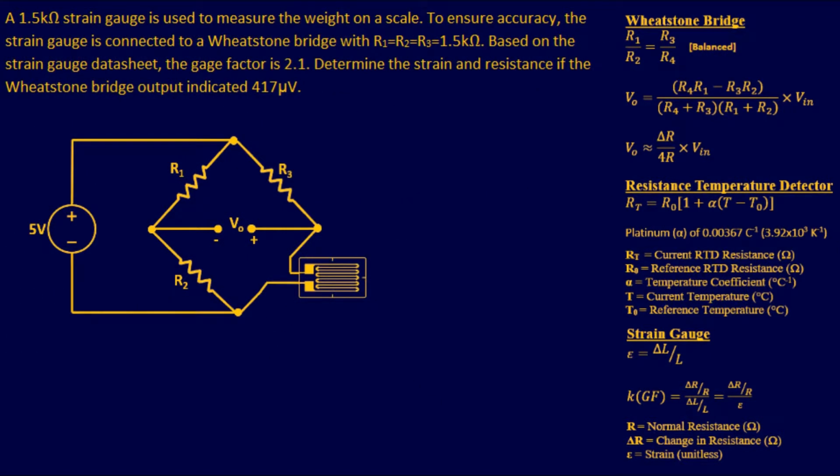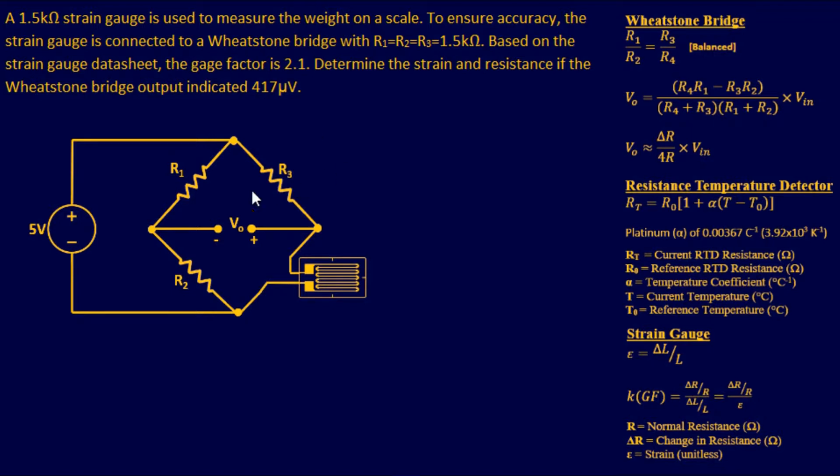All right, for our next example here, we have a 1.5K strain gauge and it is used to measure the weight on a scale. To ensure accuracy, the strain gauge is connected to a Wheatstone bridge with R1, R2, and R3 also equaling 1.5K ohms. So that's good news. Based on the strain gauge datasheet, the gauge factor is 2.1. Determine the strain and resistance if the Wheatstone bridge output indicated 417 microvolts.